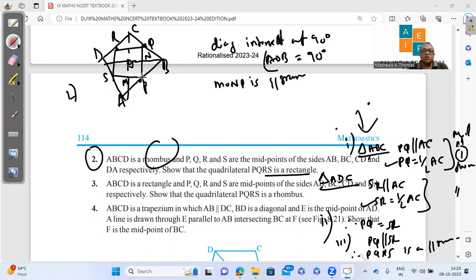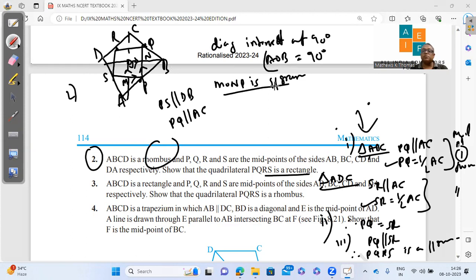Why? Because we know that P and S are midpoints. So PS is parallel to DB, isn't it? P and S are midpoints, so when I join the midpoints, PS is parallel to DB. I know that P and Q are midpoints, so PQ is going to be parallel to AC. So look carefully. We have PS parallel to DB. That means MP and ON are parallel. We have PQ parallel to AC. That means NP and MO are parallel. So the small figure that you see inside becomes a parallelogram. So MONP is a parallelogram.